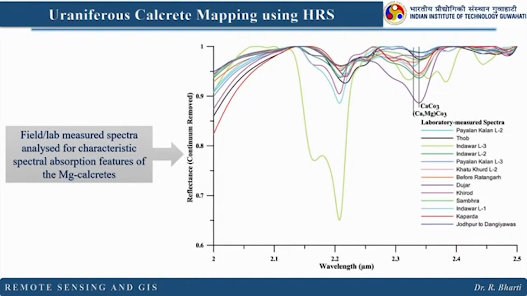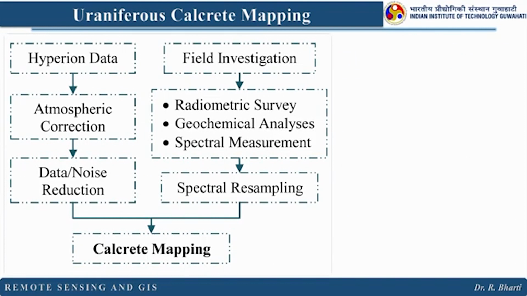Once you have the end members, then you can do the spectral analysis. Based on our understanding of the absorption features of calcium carbonate, and where they will occur when it is rich in magnesium, you can pinpoint the absorption features related to such mineral composition. So, here the field and lab measured spectra were analyzed for the characteristic spectral absorption feature of the Mg calcrete, and we can see the distinct absorption feature produced by Mg calcrete. So, this is the methodology which we have followed in this particular work.